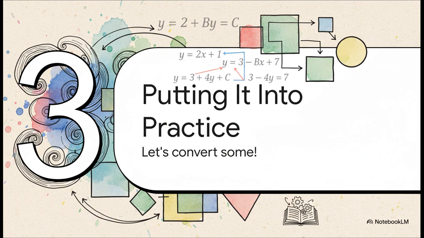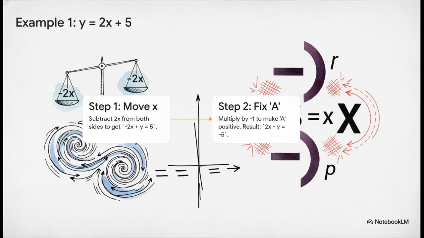Okay, enough with the theory. Let's actually see how this works. We're going to take a couple of pretty standard-looking equations and walk through how to convert them into perfect standard form. Let's start with an easy one, y equals 2x plus 5.